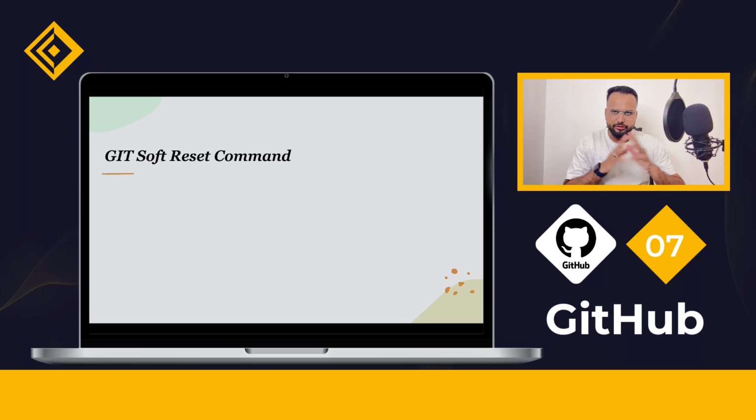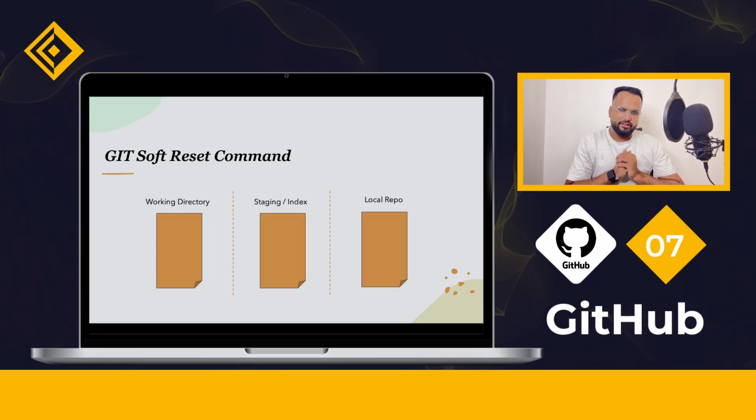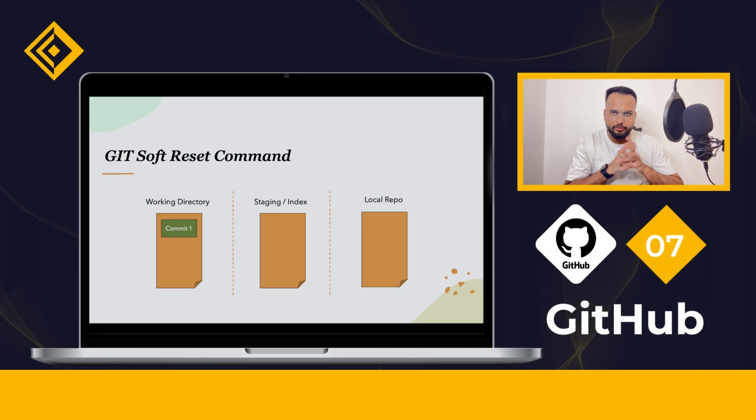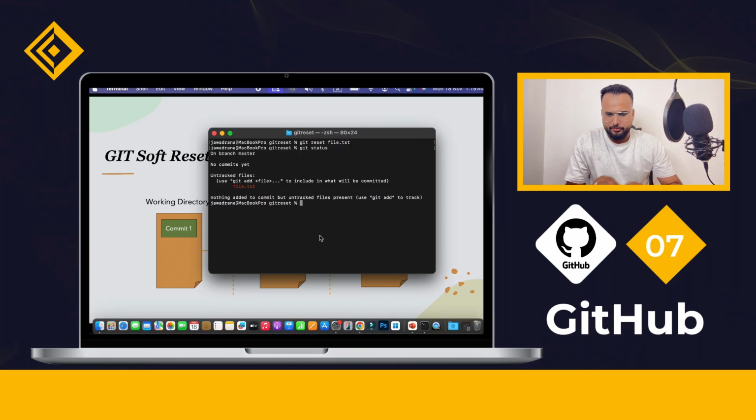So first of all we will learn about the git soft reset command. Let's say we have a working directory, then a staging index, then the local repo. I have some code that I have done. I'll call that commit 1. I just did git add, passed it to my staging area, and then committed the code inside my local repo. Let's perform these operations.